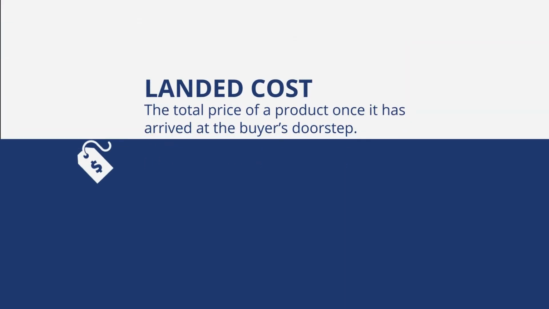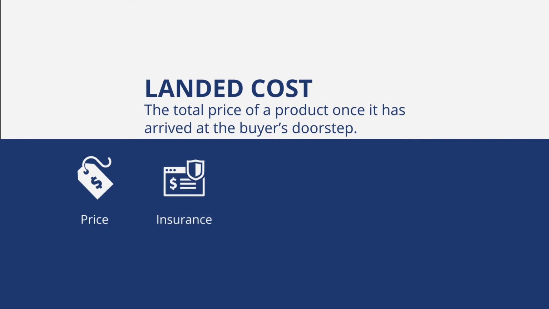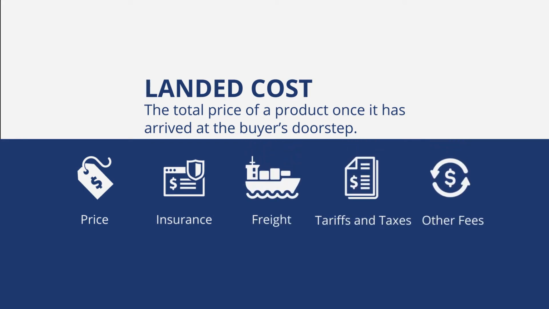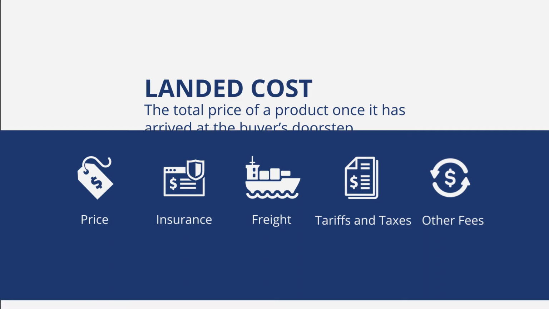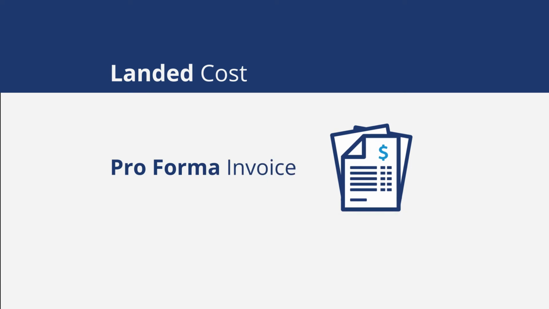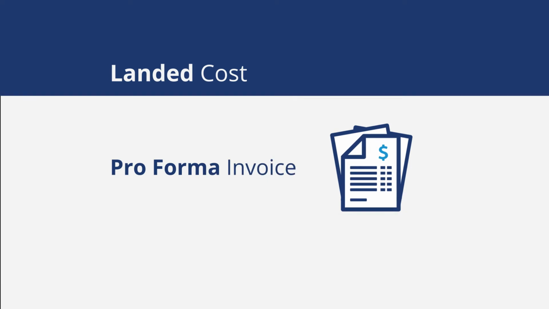This includes the original price of the product, insurance, freight, tariffs and taxes, and other fees. Buyers often ask for this information when negotiating a purchase. You can provide it on a pro forma invoice, which is a preliminary bill of sale.